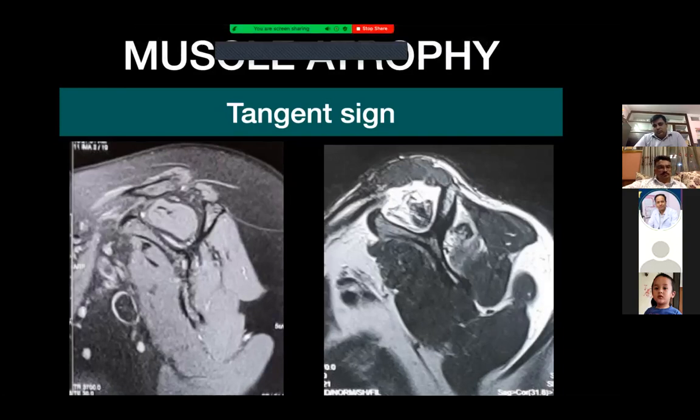Thanks. Amit sir, how commonly do you follow this tangent sign in an MRI? Do you follow Goutallier or tangent sign, or do you follow both? Sorry, the current literature says that tangent sign is more important, but I still follow the Goutallier classification, the Goutallier fatty infiltration grade. Okay.